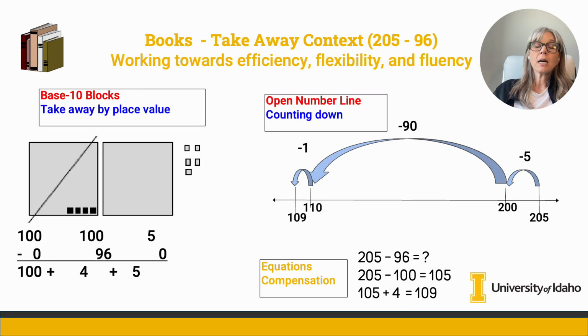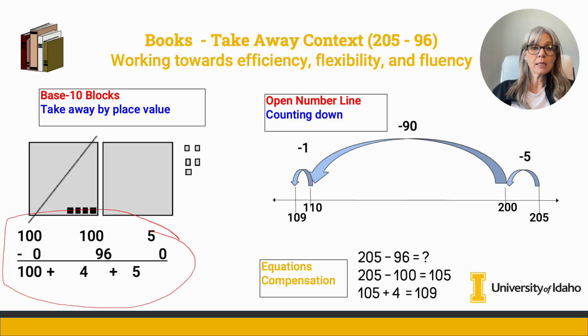The takeaway context of the buying books problem can lead to several key ideas. We've talked about using direct modeling or base 10 blocks. We would want to press students to represent that process symbolically, as shown here. Take a minute to pause and connect the base 10 blocks to the symbolic notation. So look down here. Where do we see that this is representing what's happening in our model? Hit pause when you're ready to go on.